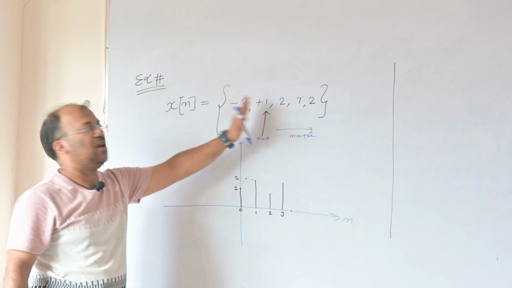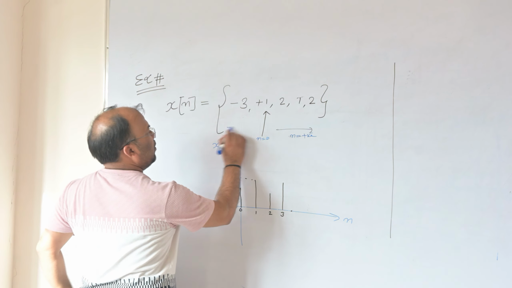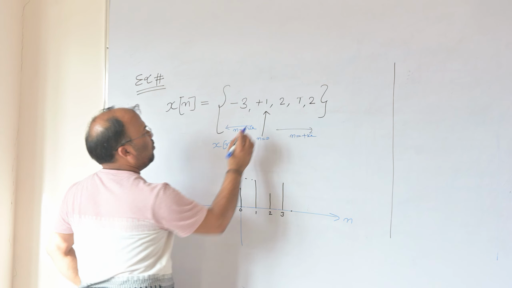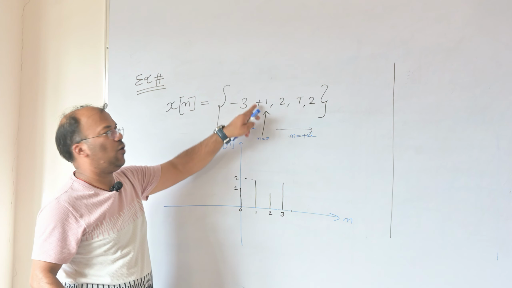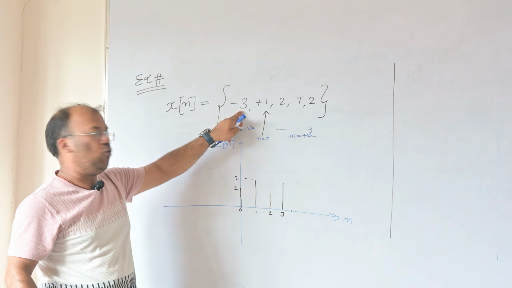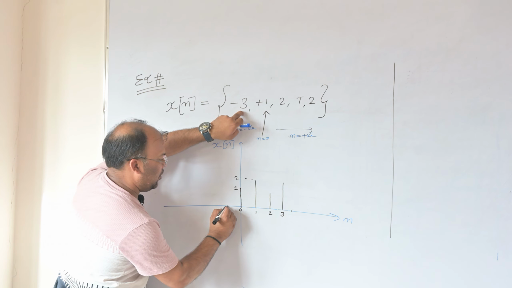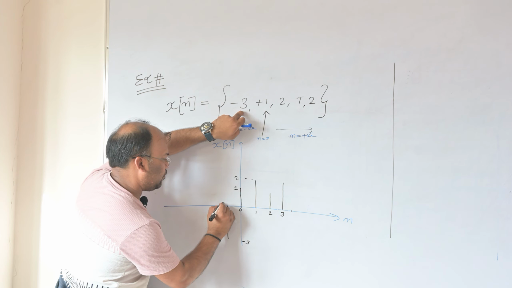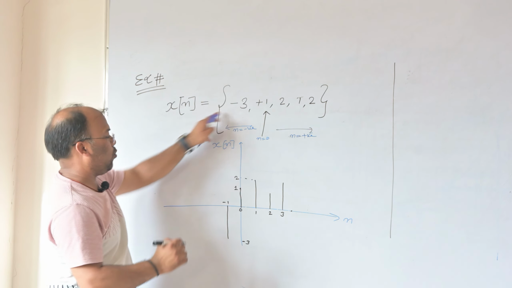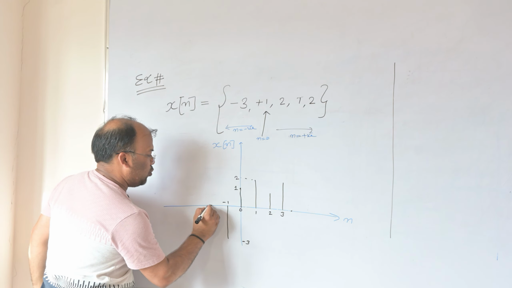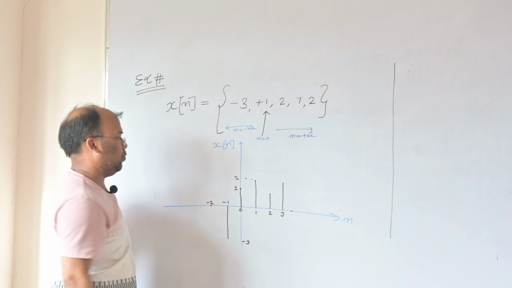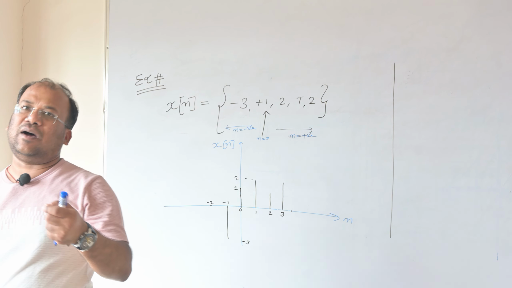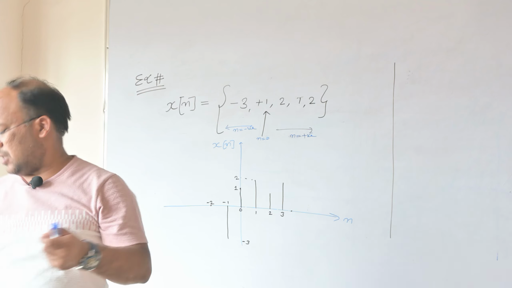In the same manner for the left hand side, this is n equal to negative values. So this is the origin point. So this is n equal to -1. For n equal to -1, the magnitude is -3. For n equal to -2, the magnitude is assumed to be 2. So this is how we can represent our discrete time signal.